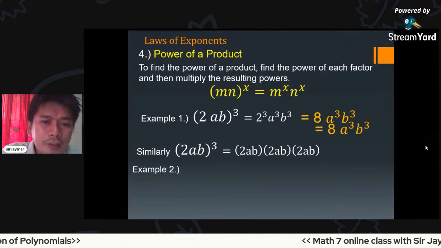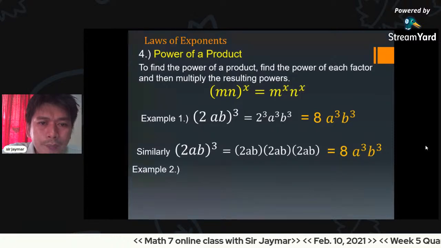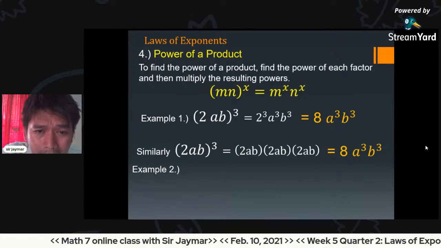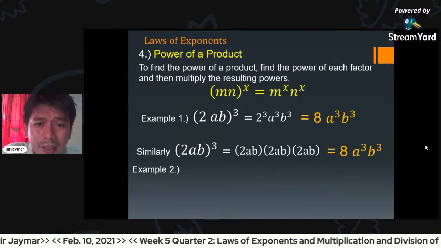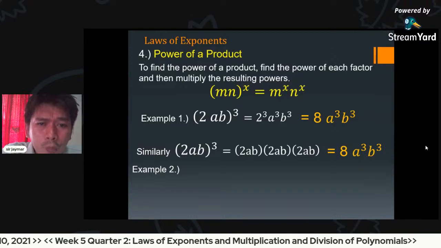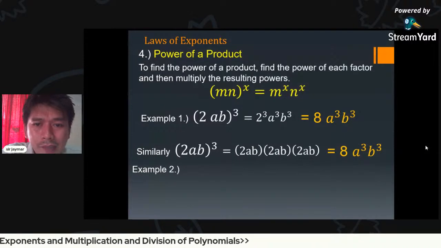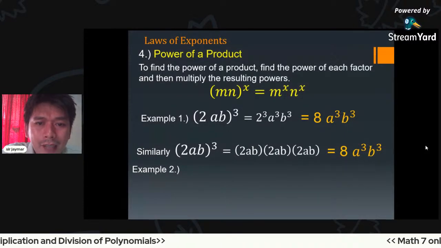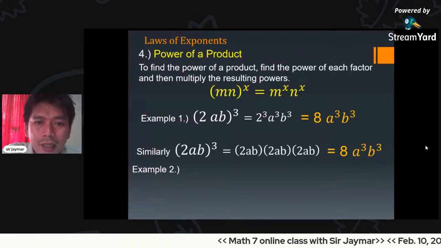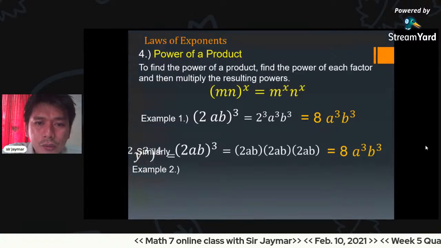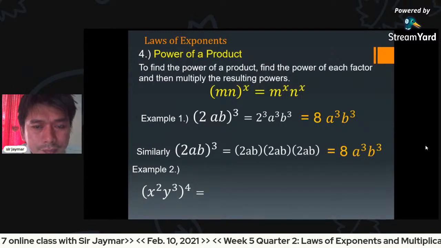Similarly, you are going to answer (2ab) raised to 3. 2ab, multiply it by 3 times. So 2ab multiply again by 2ab and then 2ab. So you're going to multiply 2 times 2 times 2, it will become 8. a times a times a will become a cubed. Then the next, b times b times b, it will become b cubed. So again, they have the same answer but different solutions. Another way of solving.